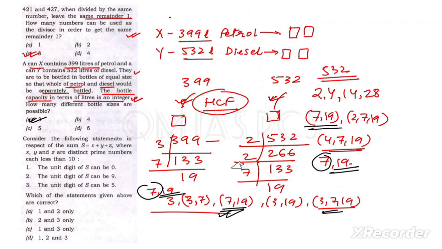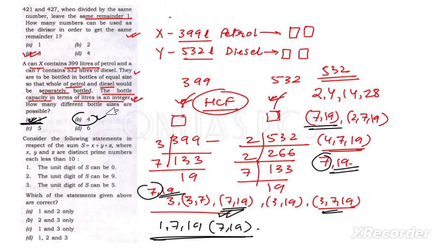Check if there are other possibilities. For 1, yeah, I have made a mistake. 1 is also a possibility here. I had left out that one. So the possibilities are 1, 7, 19, and 7 times 19 together. So the option is not 3, it should be 4. 4 is the correct option. Clear? Sometimes I make mistakes also, so that's fine.